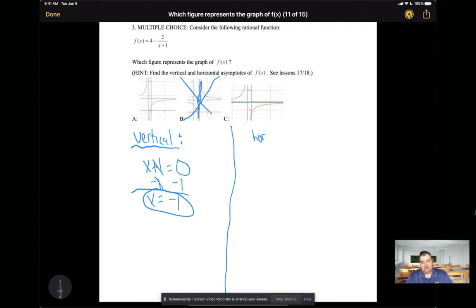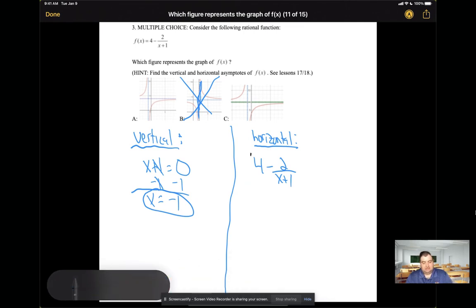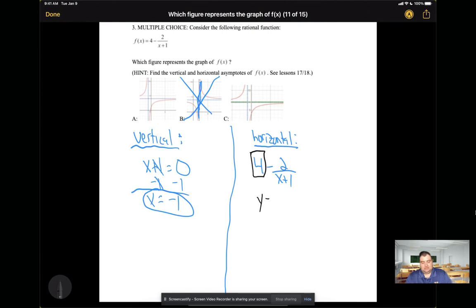So now we're going to find the horizontal asymptotes. All right, and to do that, we have to separate out the fractions, and then look at the constant term. In this case, the fraction is already separated out. This is already separated out. So the horizontal asymptote is simply at the constant term. So the horizontal asymptote in this case is y equals 4.